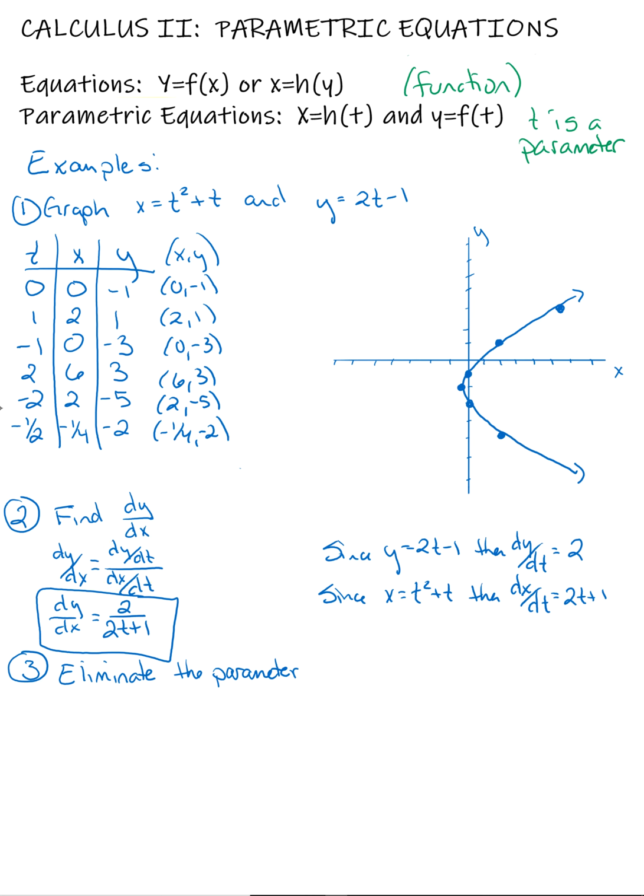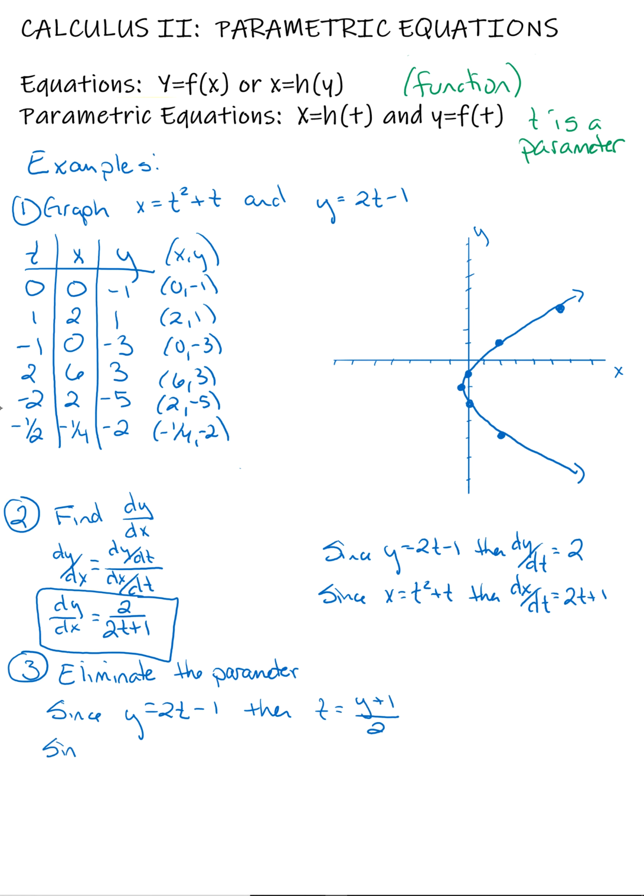All right, now let's see if we can eliminate the parameter for these. So we have x is t squared plus t and y is 2t minus 1. Let's start with the y value. I think that's going to be a little easier to work with initially because it's linear. It doesn't have that exponent of 2. Since y is equal to 2t minus 1, then we can isolate our parameter, and that's exactly what we want to do first. Then t is y plus 1 over 2, right?